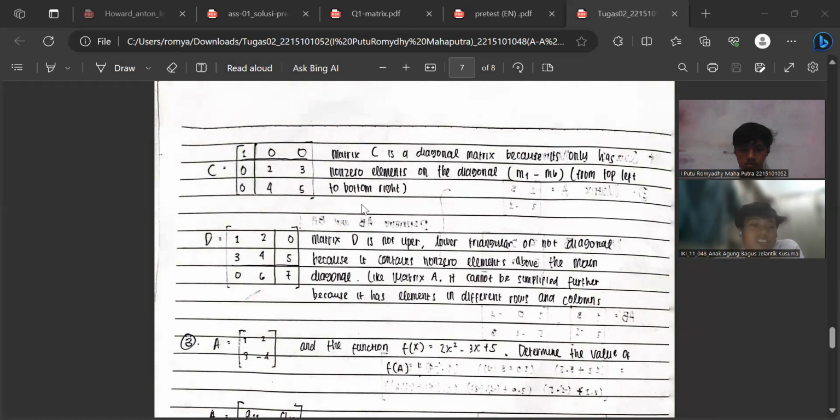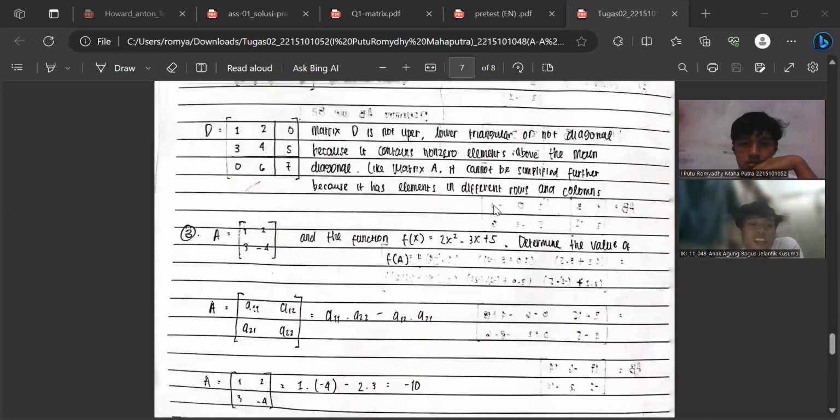For the matrix D, it's not an upper triangular or lower triangular or a diagonal matrix, because it contains non-zero elements above and below the main diagonal. Same as matrix A, it cannot be simplified because its elements are in different rows and columns, so the matrix D is none of this kind of matrix.